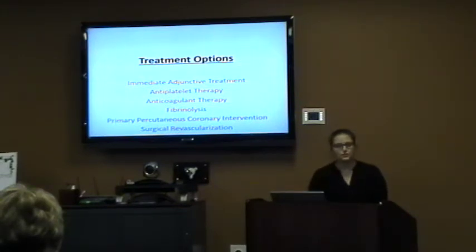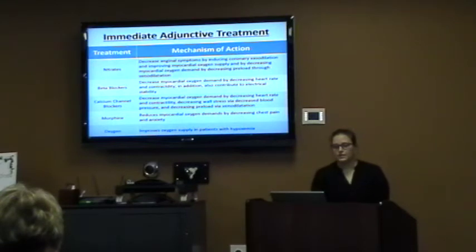So there are 6 different treatment options for a heart attack. There's immediate adjunctive treatment, which includes nitrates, beta blockers, calcium channel blockers, morphine, and oxygen.